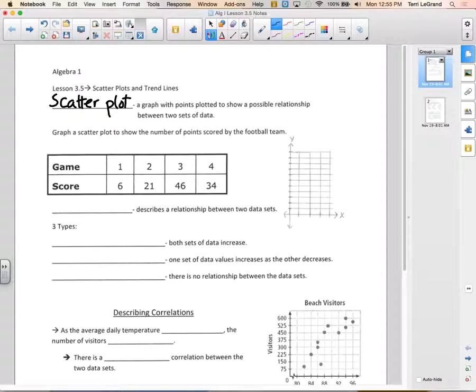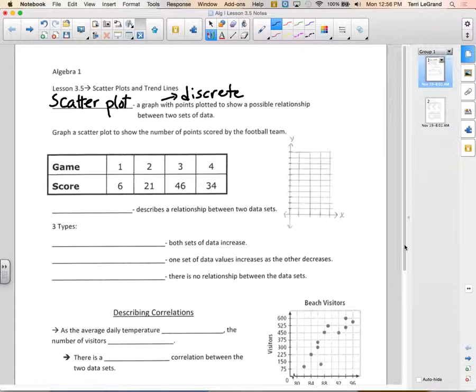In fact, I would like you to add this to it. What kind of a graph is a scatter plot? Is it continuous or is it discrete? Isaiah? Discrete. It's discrete. We do not connect the dots on a scatter plot. We do not connect the dots. We show the relationship and we show it as a discrete graph.